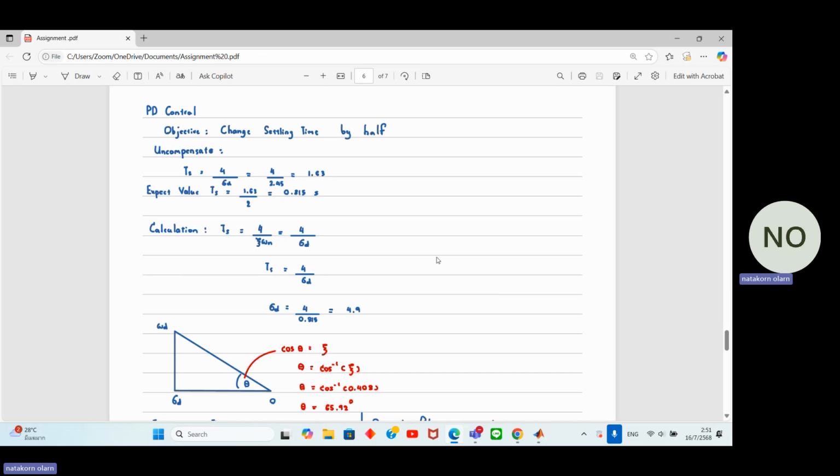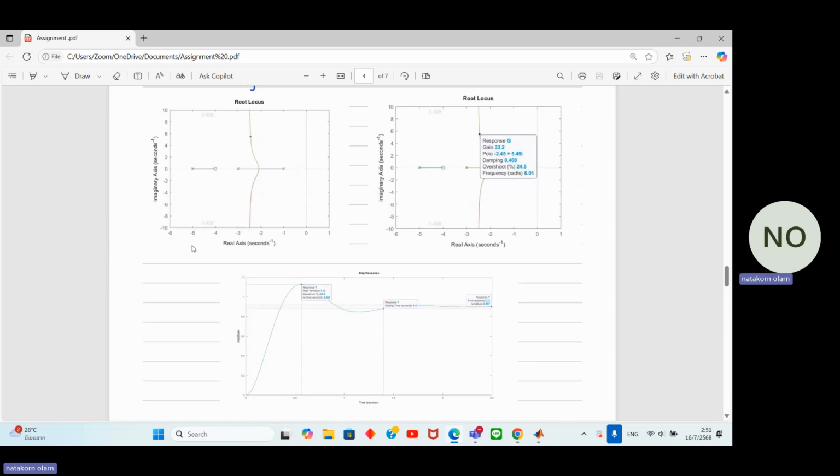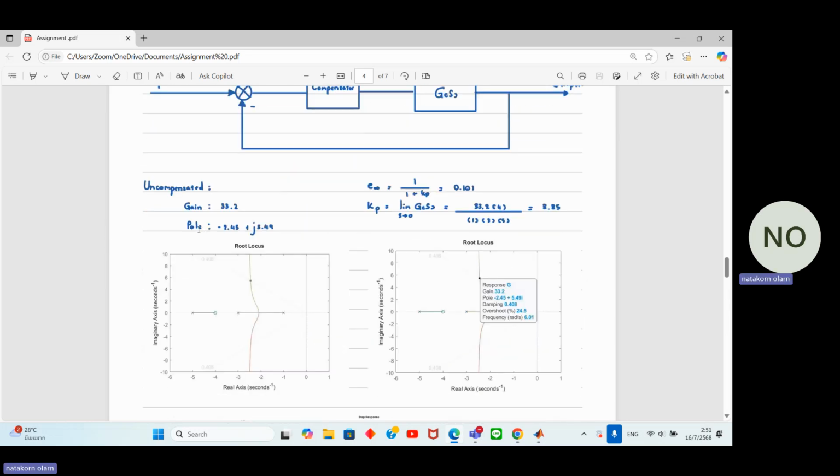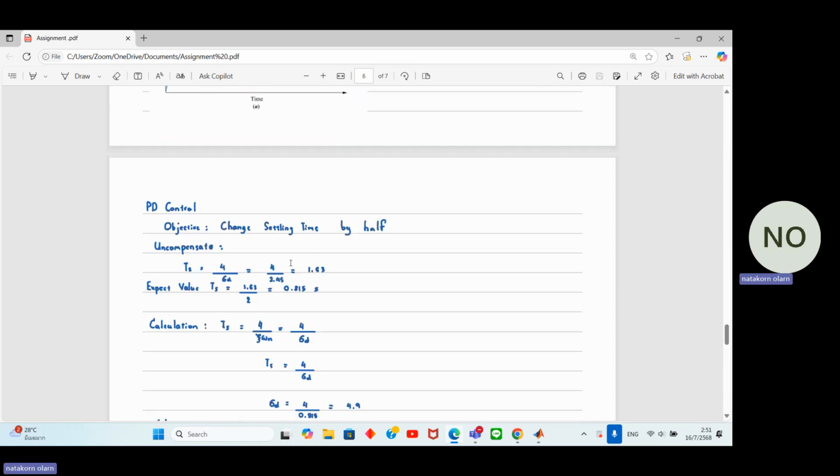So the next is the PD controller. The objective of the PD controller is to reduce the settling time by half. So first I have the uncompensated value. I use the pole from the root locus in the uncompensated system to calculate the settling time of the uncompensated.